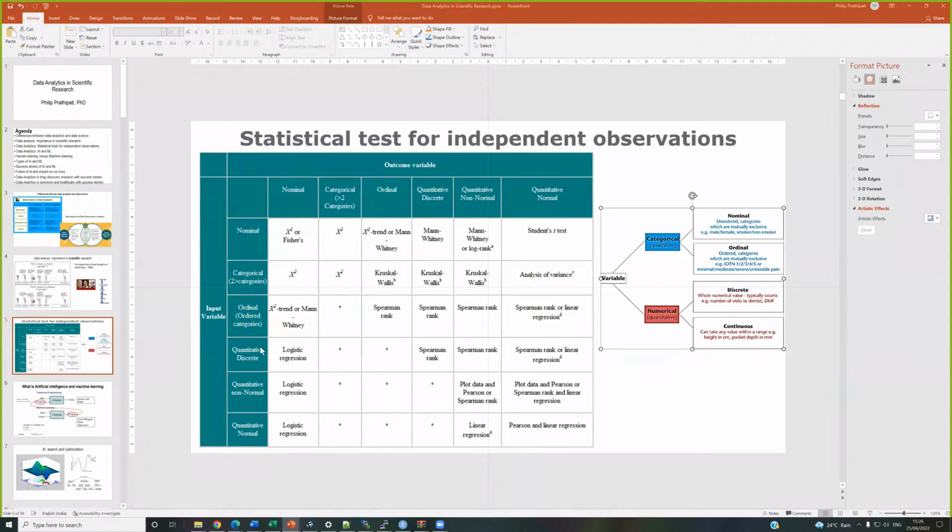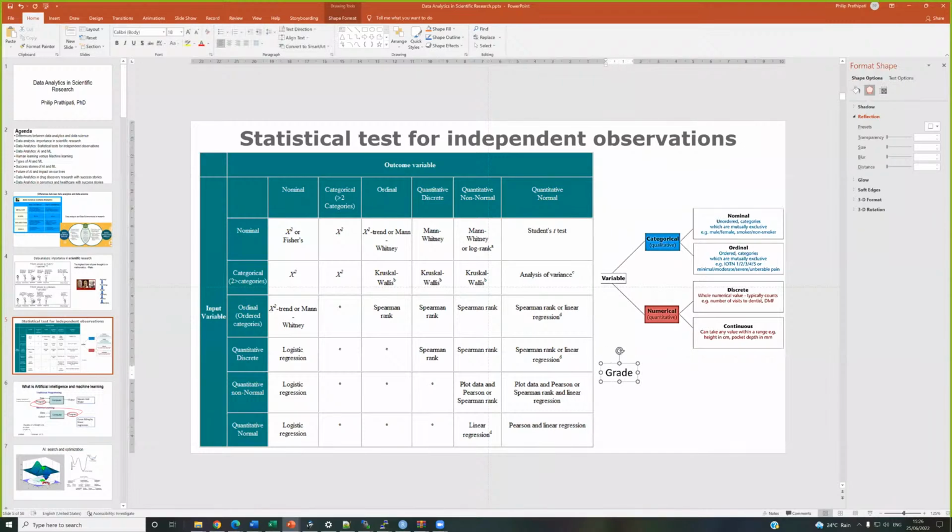See, input variable, output variable, is that clear? For instance, I'll just give you one example here. Let's say you're trying to understand grade as a function of other variables, because suppose you're a teacher, you want to know who will score A plus grade for the next year and who will score F grade for the coming year, right?